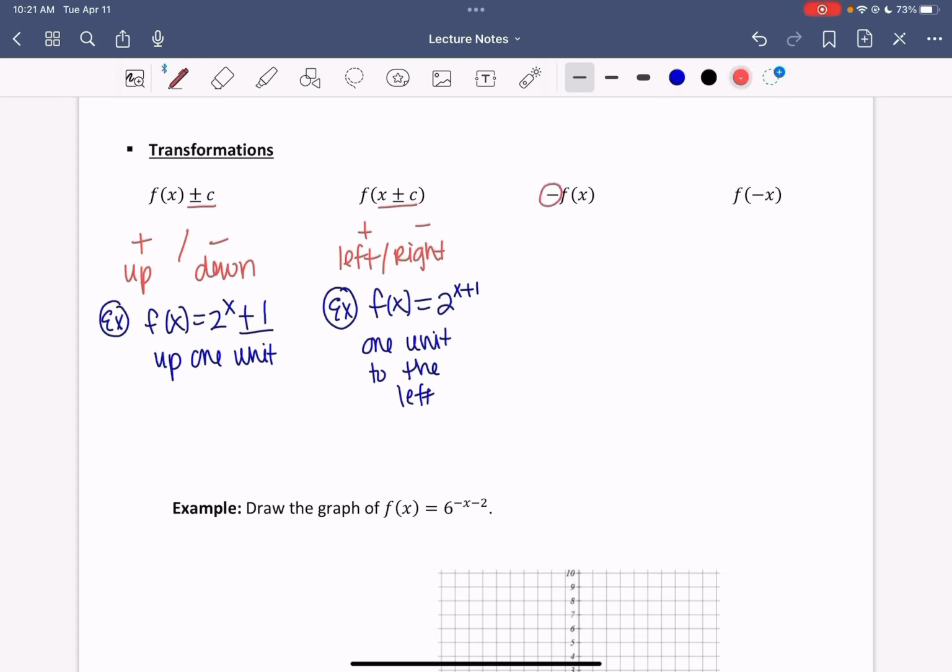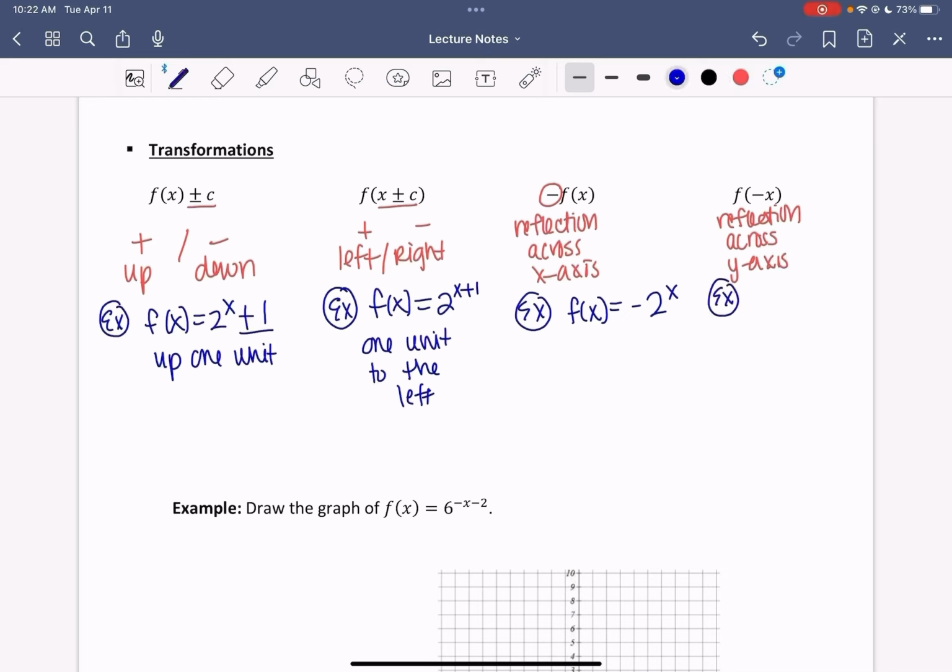What does this negative on the outside do? Well, remember, on the outside it gave us a reflection across the x-axis. So in an exponential, that means I would have f of x equal to negative 2 to the x. And then when we had the negative on the inside of the variable, that was our reflection across the y-axis. And you can see that looks a little bit different. We just saw that in that previous example. That would mean we have f of x equal to 2 to the negative x. And we could see that those values just reflected across that y-axis.